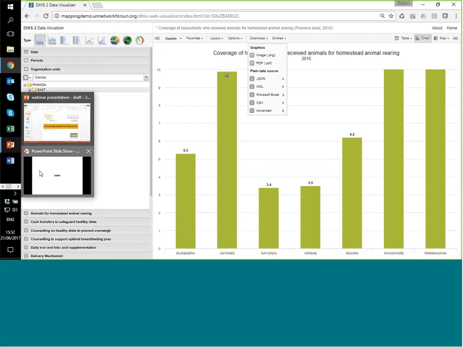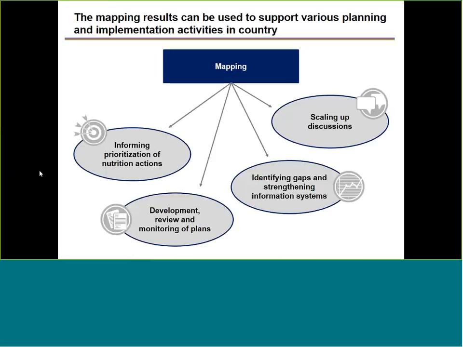All right, so this concludes our mapping demo. Now that you have an understanding of the mapping process, methodology, and tool, I want to speak about how these results can be used at the country level. We do not have a single prescribed use of the mapping results for a country. The use depends on the process and the objectives of each country when embarking on the mapping exercise.